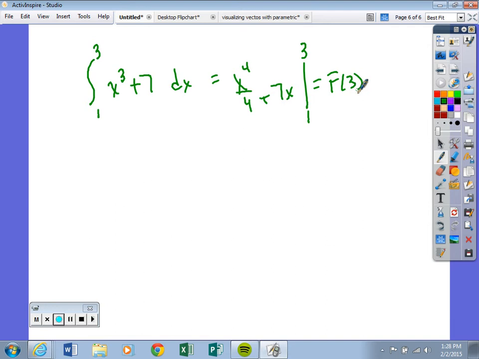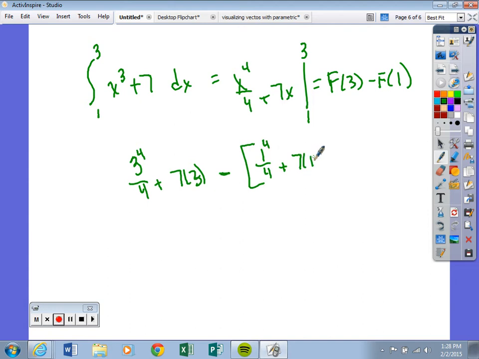We need f of 3 minus f of 1. This is what we talked about in class and in the video. So that just means I need to do 3 to the 4th over 4 plus 7 times 3. Oops, that's a 3. Minus, now I plug in a 1: 1 to the 4th over 4 plus 7 times 1.